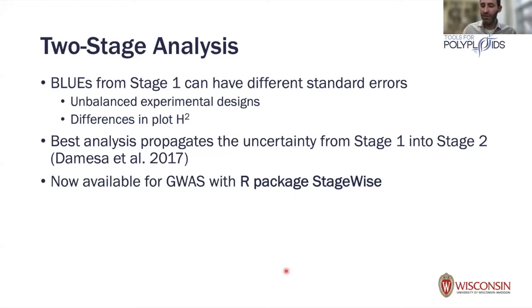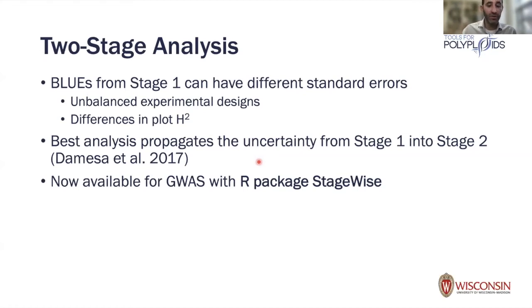So there's been a shift in terms of what's really considered best practice in the analysis of this kind of data sets in plant breeding and genetics. And if you're just hearing this for the first time, I would encourage you to look at some of the recent literature. One of my favorite papers is this paper by Damesa et al. 2017. Damesa was a graduate student in the group of Professor Hans-Peter Piepho at the University of Hohenheim. What they show here is that basically you should try to propagate the uncertainty from your stage 1 estimates into stage 2, and that leads to what's called a fully efficient analysis, meaning that it's as good as if you could do the analysis in a single stage.